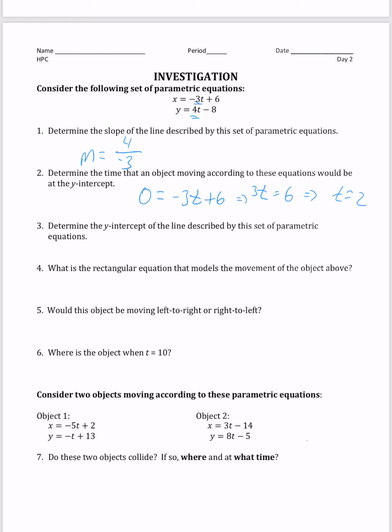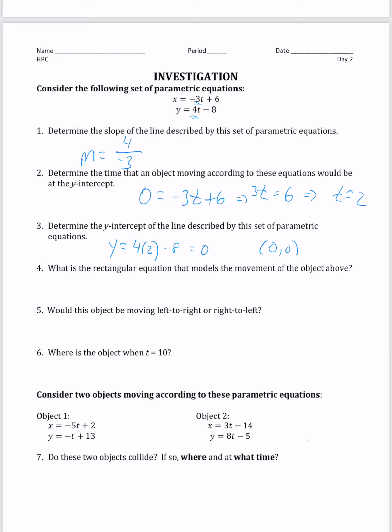That would be the time that the object on this equation would be at the y-intercept. And then number 3 follows that up and says, well, now that we know that the time is 2, what is the y-intercept when the time is 2? And that really should be pretty easy, because all we're going to do is take the 2 and plug it back into the y equation for t. So the y-intercept is when t equals 2. So we'll plug 2 in for t there, and we get 0. So the x-coordinate was 0 and the y-coordinate was 0, so this is actually at the origin.